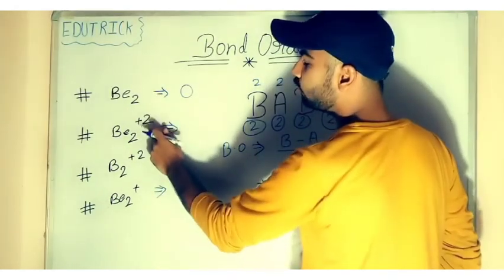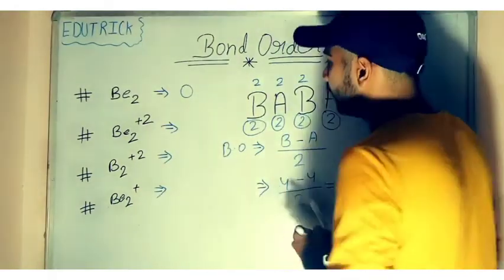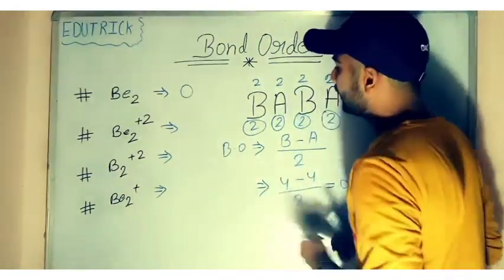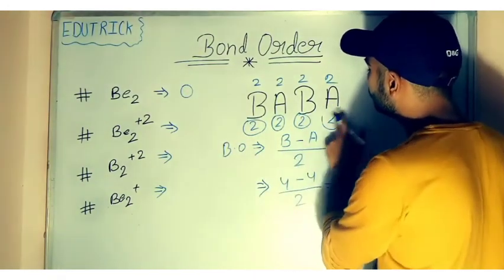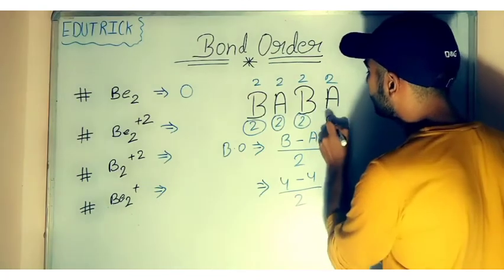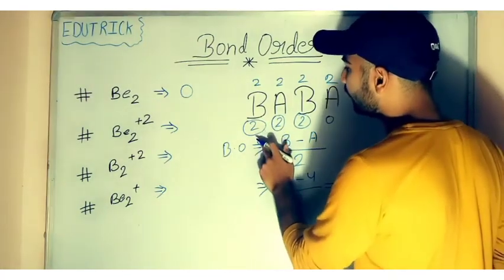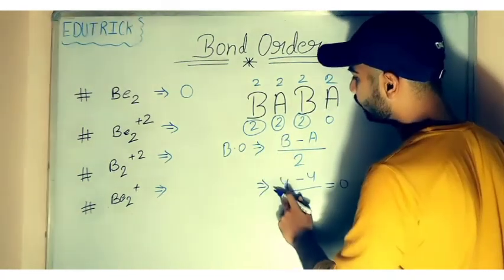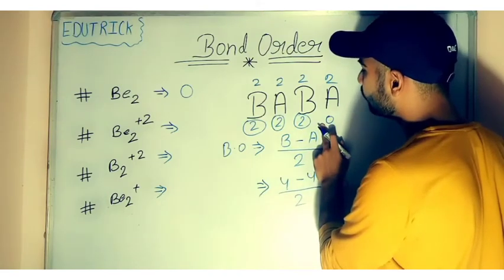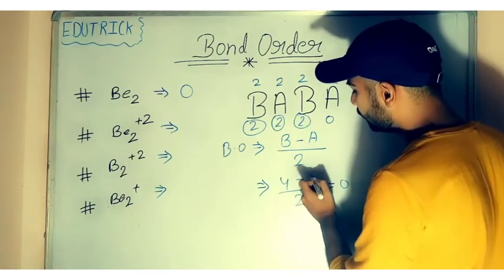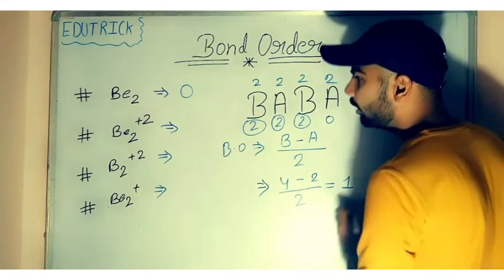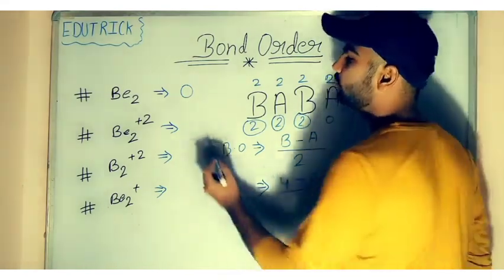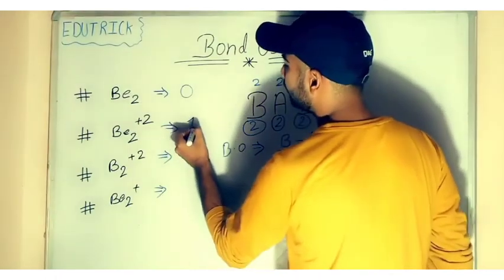For B2 plus, 2 electrons come in the bonding, 2 come in the anti-bonding, 2 come in the bonding and 0 electrons come in the anti-bonding. So the total number of bonding electrons is 4 and the total number of anti-bonding electrons is 2. So 4 minus 2 by 2 is 1. So B2 plus has bond order 1.